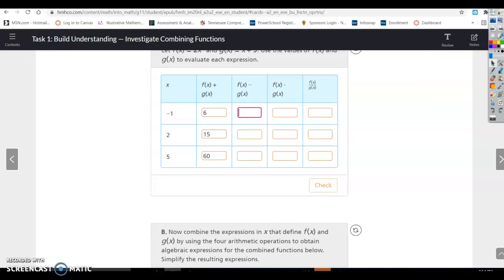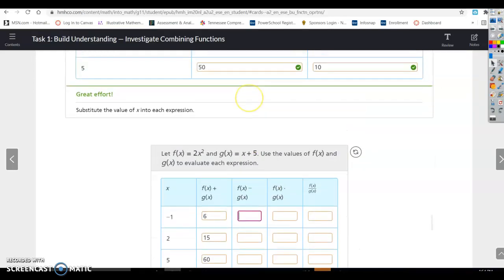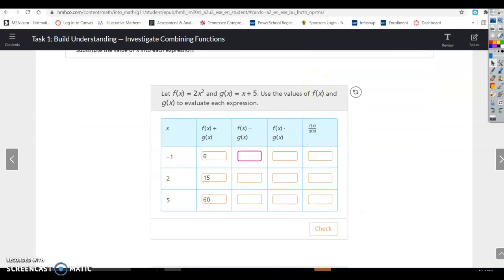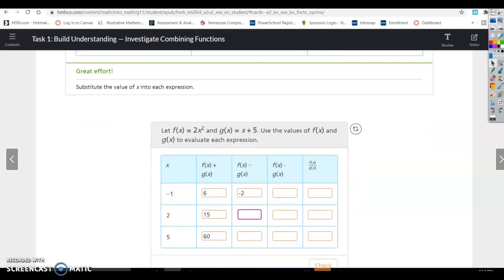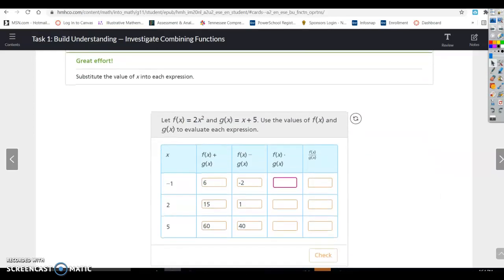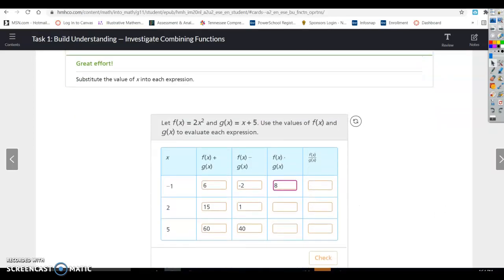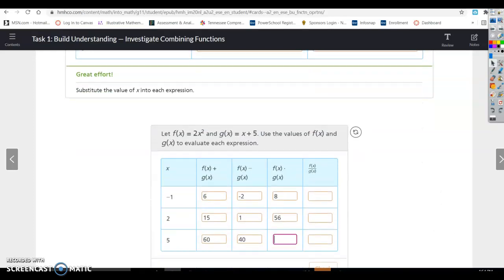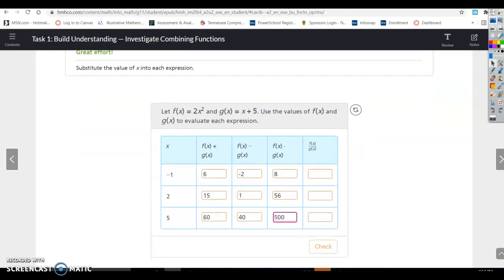Now the second column says take f of x and subtract g of x. Okay, so f minus g. 2 minus 4 is negative 2. 8 minus 7 is 1. And 50 minus 10 is 40. Then it says we're going to multiply f times g. So 2 times 4 is 8. 8 times 7 is 56. And 50 times 10 is 500.